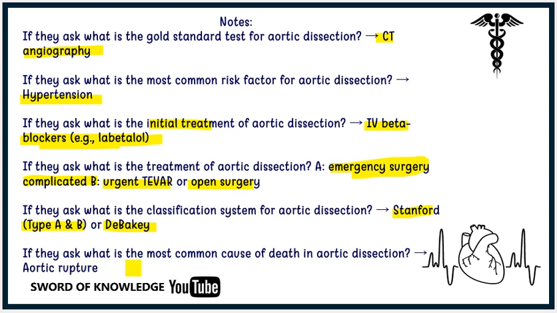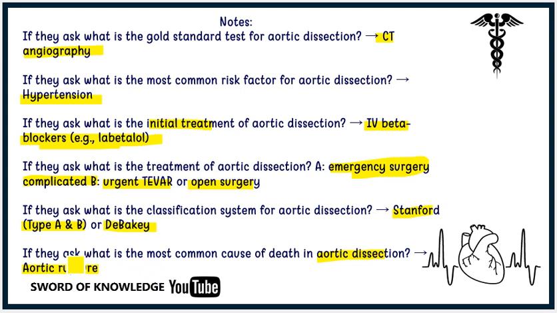And what is the most common cause of death in aortic dissection? This is aortic rupture. So basically, the stenting that we were doing in TEVAR was also for preventing aortic rupture, because these patients are very prone to aortic rupture, and whenever the patient goes into aortic rupture, this condition is very, very critical for the patient's survival.